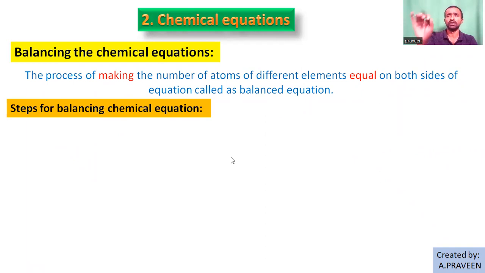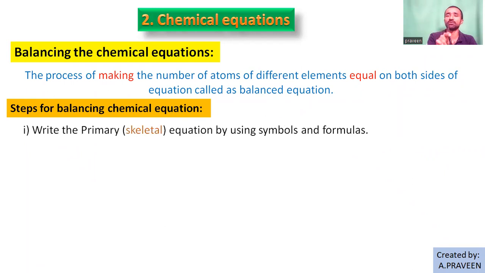Simple steps you can follow. It is very easy to balance any chemical equation. What are the steps? First of all, write the chemical reaction in the form of an equation called a skeletal equation or primary equation. So here, name it as primary equation. That primary equation may be balanced, meaning a stoichiometric equation, or an unbalanced skeletal equation. Remember that point: a primary equation sometimes may be balanced or may be unbalanced.